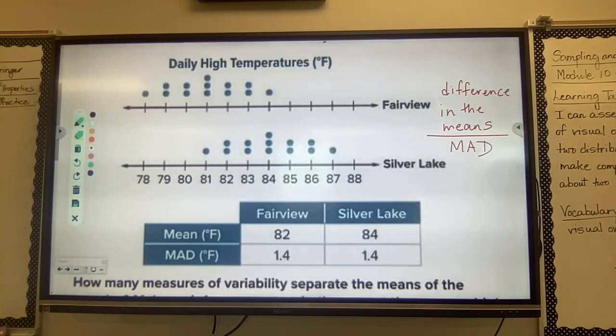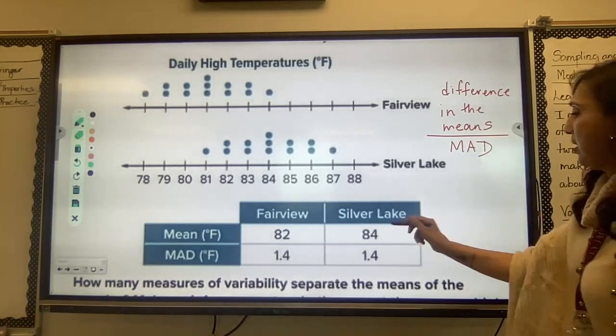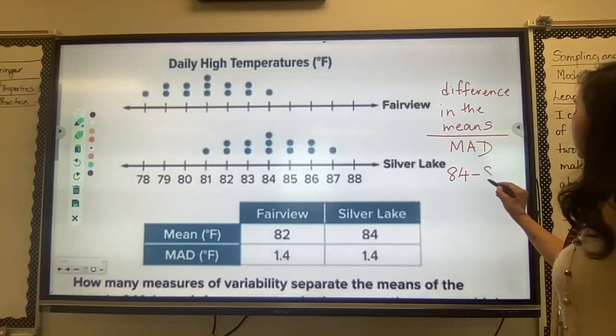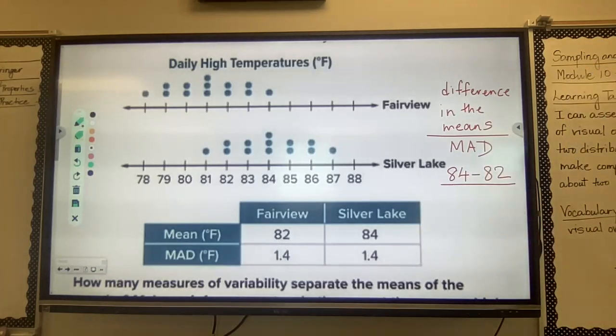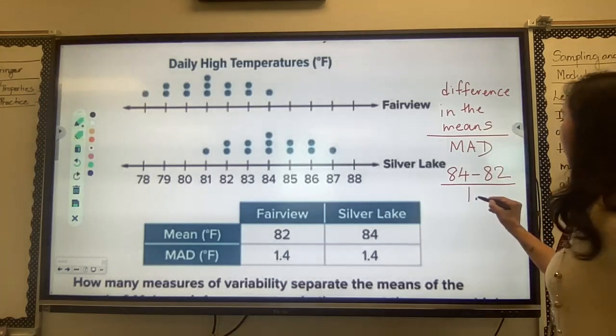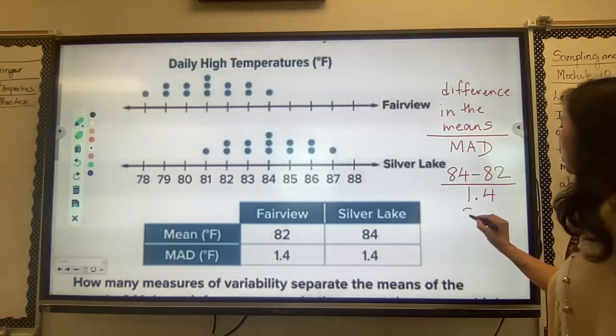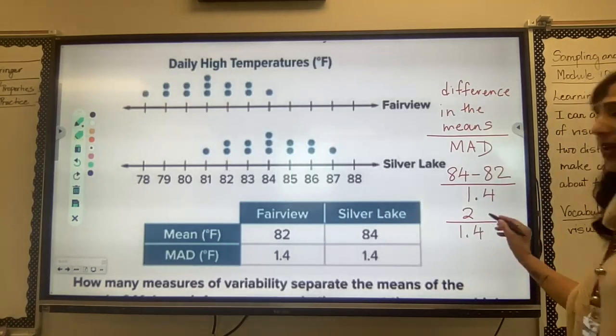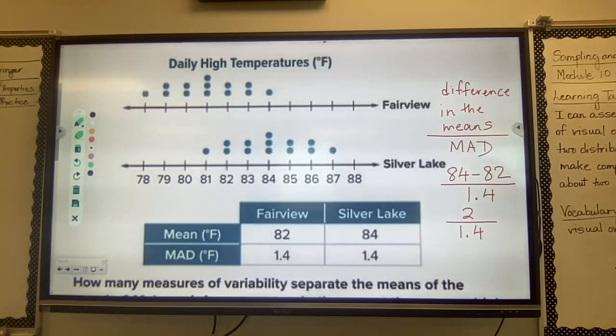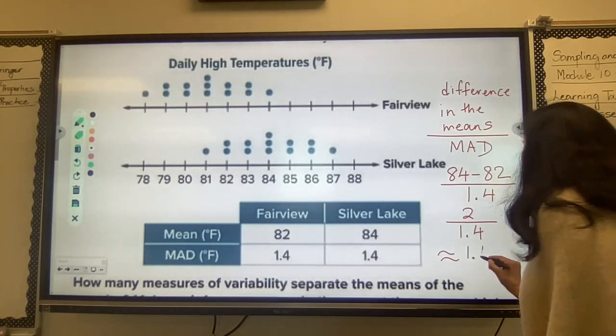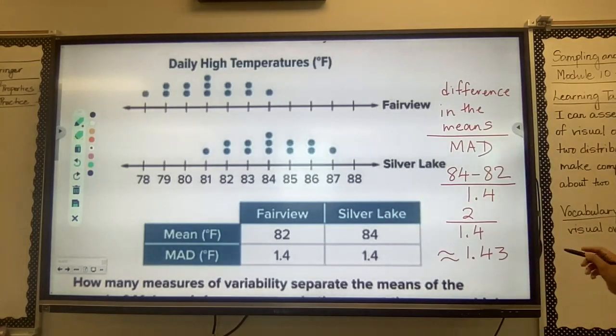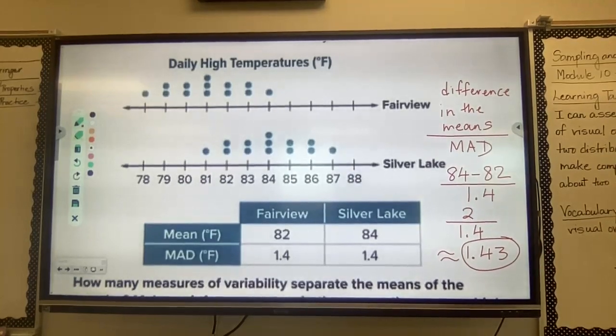If I'm looking at this, what is the difference in the means? I have 84 minus 82 over the mean absolute deviation, which is 1 and 4/10. So 84 minus 82 is 2 over 1 and 4/10. And when I simplify this, I get approximately 1 and 43 hundredths. 1 and 43 hundredths is my ratio. So the means are separated by about a 1 and 43 hundredths measure of variability.